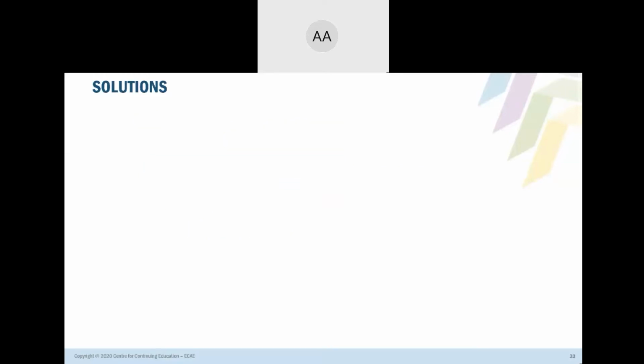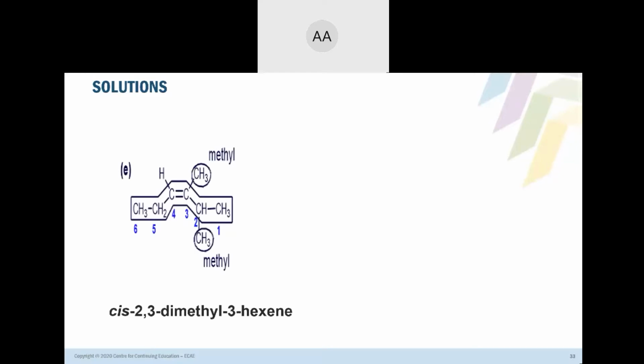Now let's have a look at our geometric isomers for solutions for E. So here we have a cis isomer with 2 methyl groups, and yep, it's an alkene, so it's hexene. So we have cis 2,3 dimethyl 3 hexene, where the carbon double bond is at the 3.